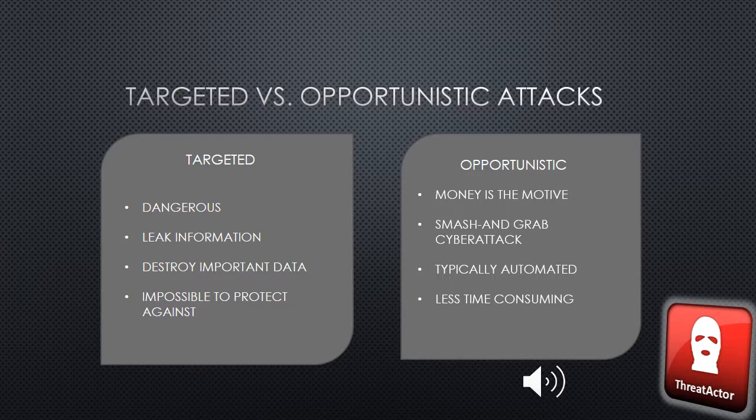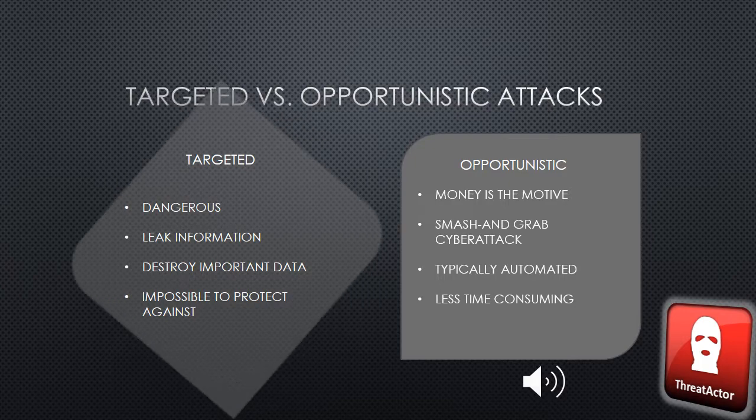So now let's talk about targeted versus opportunistic attacks. Targeted attacks are more dangerous. They look to leak information, destroy important data, and are almost impossible to protect against. While on the other hand, the opportunistic attack is motivated by money. They're more of the smash and grab cyber attacks. They're typically automated and much less time consuming.